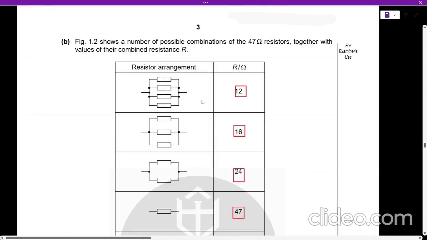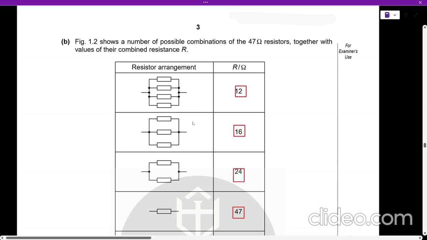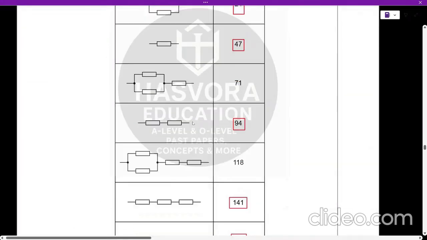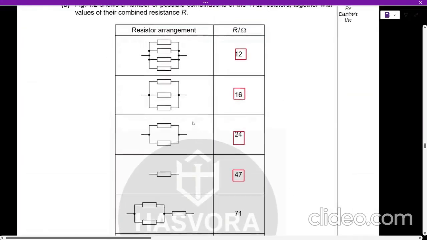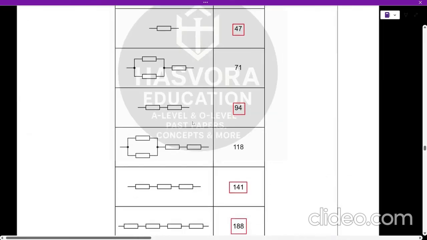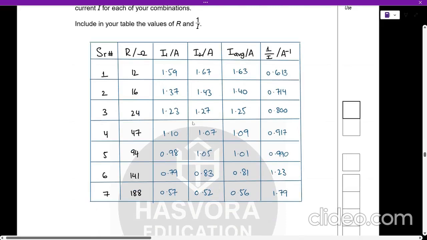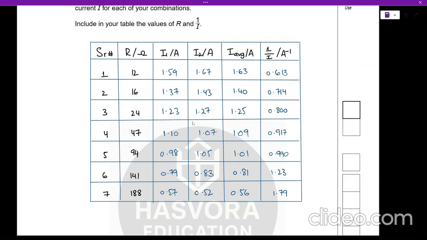Then, moving on, they are showing a number of possible combinations of the 47 ohm resistor together with the value of combined resistance. So they actually give us some choices of what combination you can try for the resistances, and then you can measure the current. The ones which are encircled in the red box are the values that I chose for the resistances, and then I represented them in ascending order as it is the independent variable.